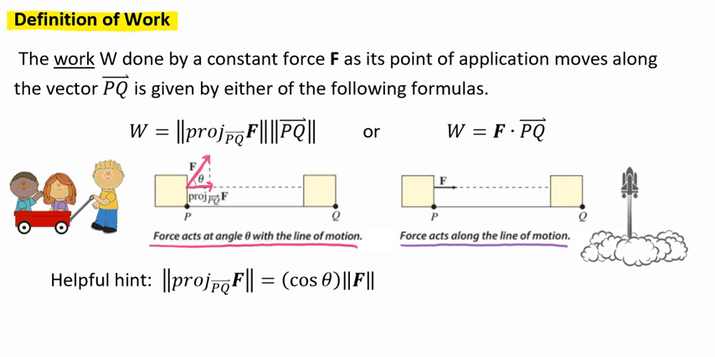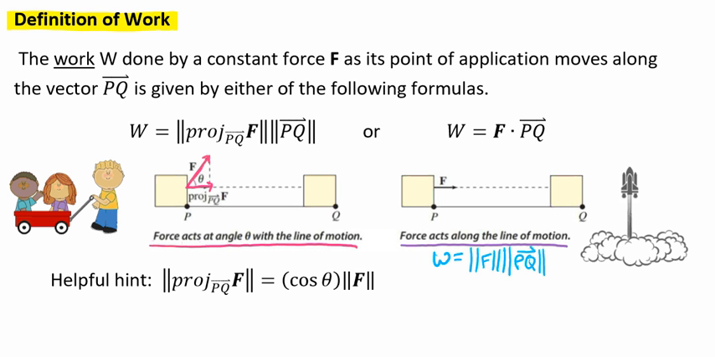When our force acts along the line of motion, we can say that our work is going to be the magnitude of our force times the distance, like so. But if our force is moving at an angle with the line of motion, then that means we're going to need to figure something else out.